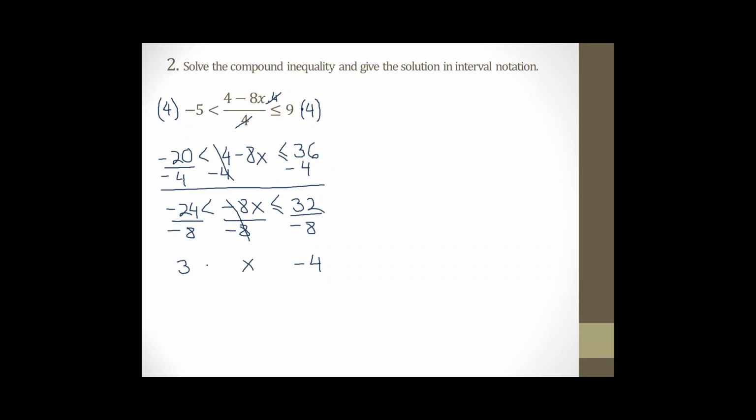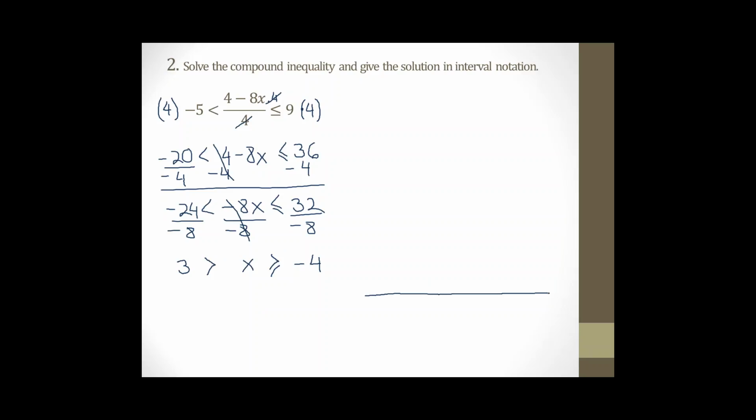So if I multiply or divide by a negative number, and most of you answered correctly, I have to also change the inequality signs into the opposite direction. I had a less than symbol, so I need to change it to greater than, and this one was less than or equal to, so that becomes greater than or equal to. Good job.